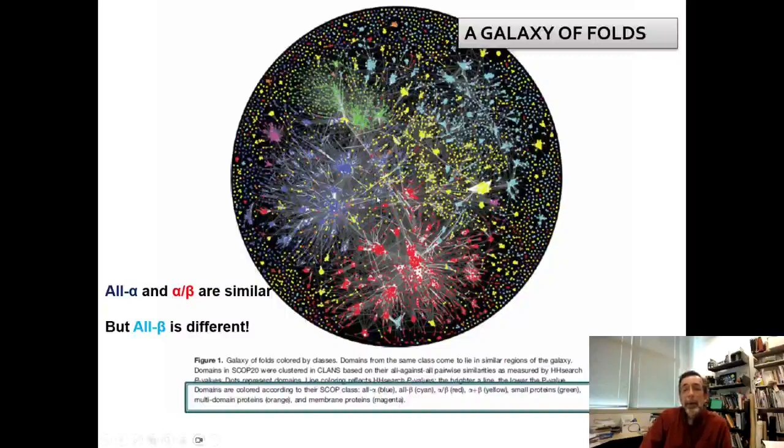So you have orange, which is multi-domain proteins. Those are sort of scattered all around. And you have membrane proteins, which is magenta. And just see there's a little membrane protein magenta spot here, and there's one over here. The last thing I want you to see is small proteins are colored green, and they are located up here.